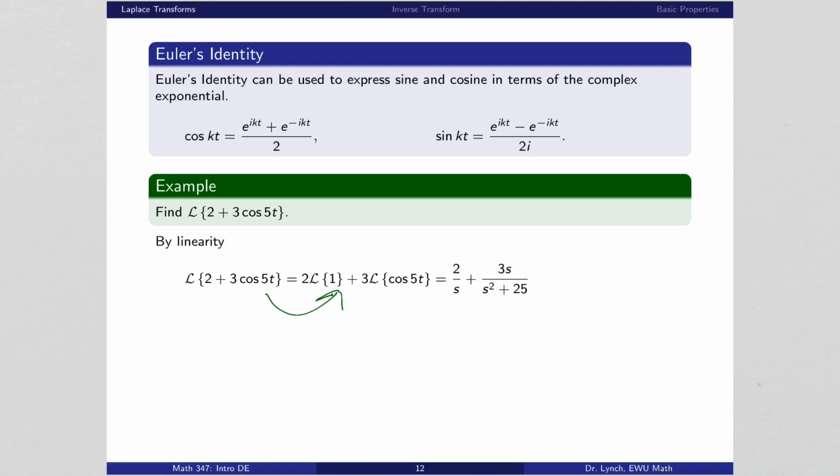The transform of the sine function turns out to be similar. That's a homework problem, so I'll let you go ahead and work through that in your homework.